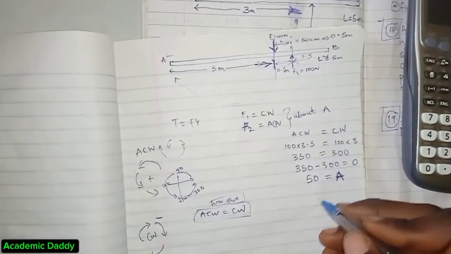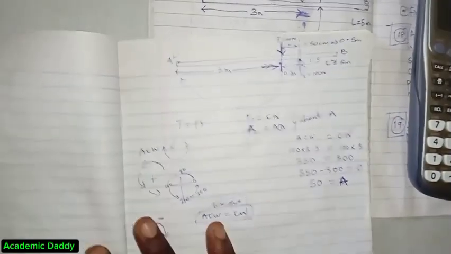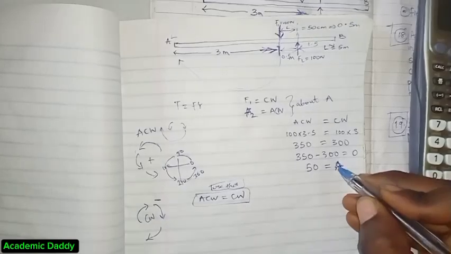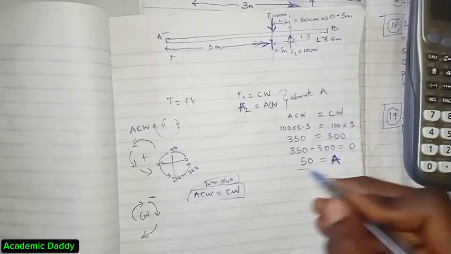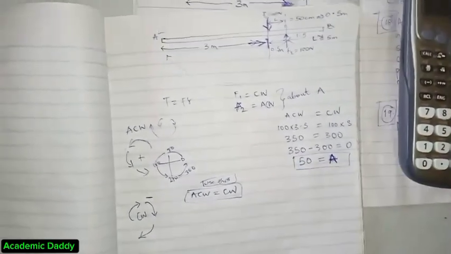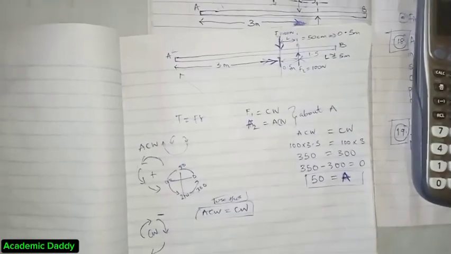Yes, it's an equation, so we don't have to manipulate it. So this shows me that the torque about A is 50. The torque about A is 50. Now let me do about B.